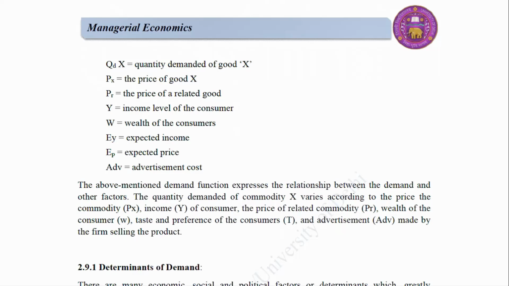The quantity demanded of commodity X varies according to the price of the commodity, income of the consumer, the price of related commodity, wealth of the consumer, taste and preference of the consumers, and advertisement made by the firm selling the product.